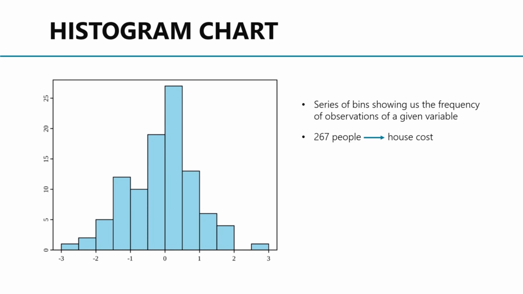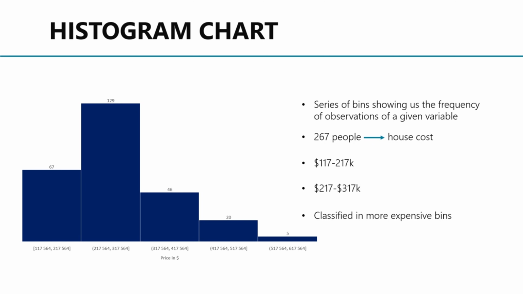Some prices were in the range between $117,000 to $217,000. Many more in the range $217,000 to $317,000. And the rest of the houses were classified in more expensive bins. Here's what the histogram looks like.